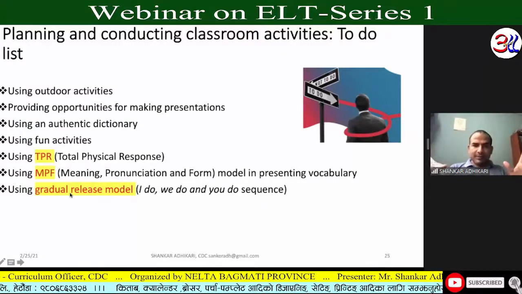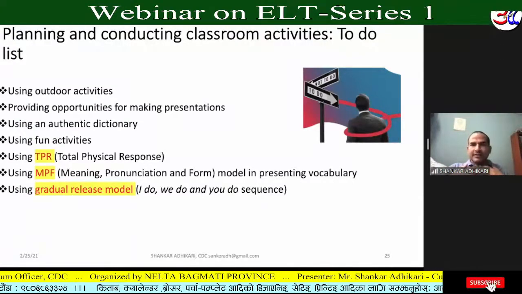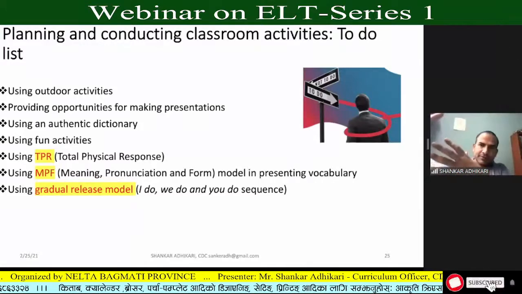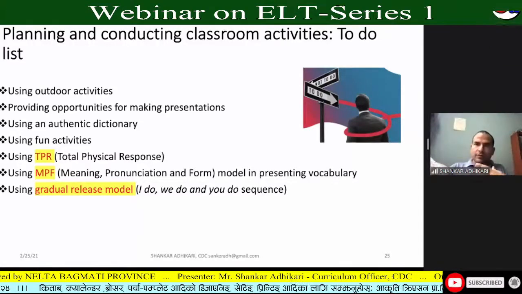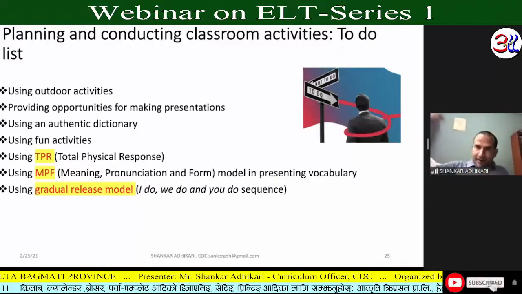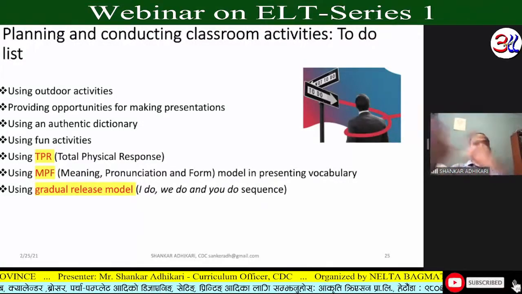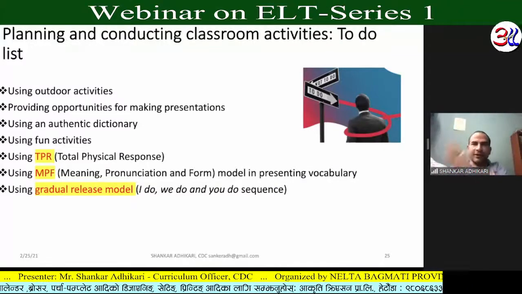Use the gradual release model. I do first, which means you do a demonstration. You ask your students to do it with you. We do. And then finally, you ask your students to do it themselves. You do. So that is the I do, we do, and you do sequence.